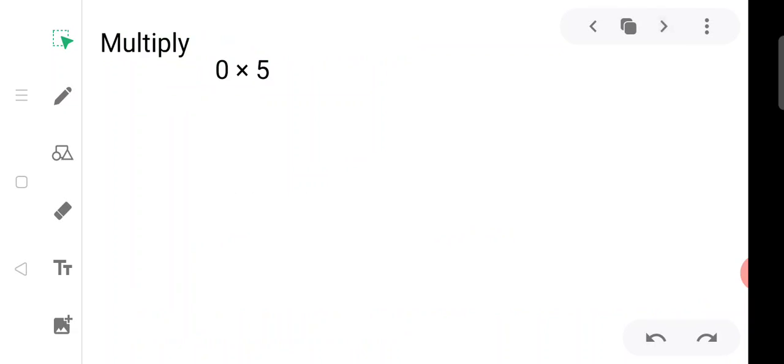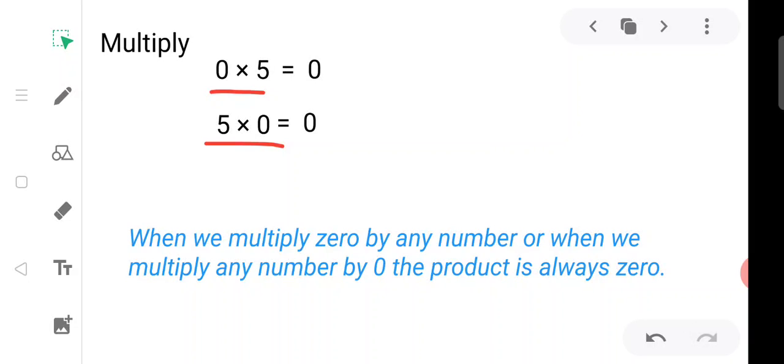Now see here, multiply 0 by 5. If you multiply 0 by 5, we get 0, or if you multiply 5 by 0, we get 0. So we can say when we multiply 0 by any number, or when we multiply any number by 0, the product is always 0.